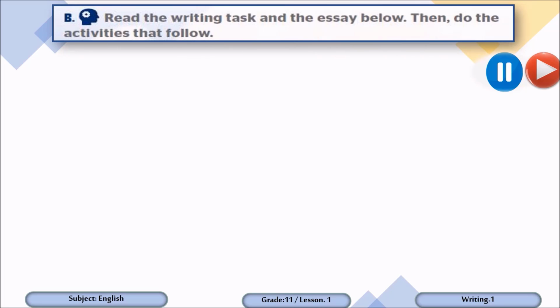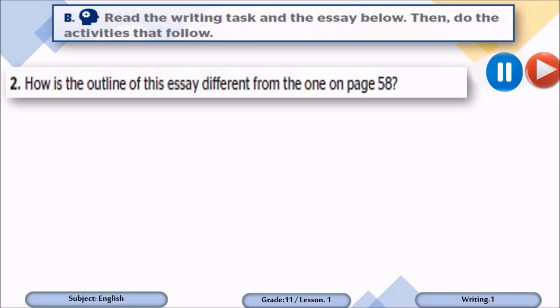Dear students, please make sure that you are opening your students' books on page 62, exercise B, question number 2. How is the outline of this essay different from the one on page 58? Please, I want you to pause the video for some time. Try to get the answers ready. After that, play the video again in order to check the answers.